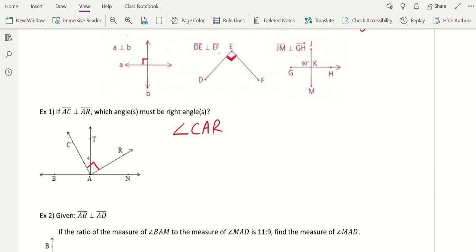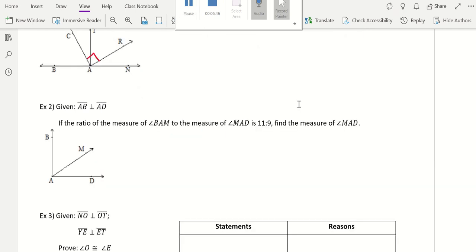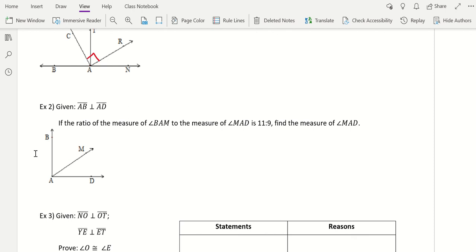We only know angle CAR is a right angle. Example 2, this is another one I think you can do on your own. Given that segment AB is perpendicular to segment AD, if the ratio of the measure of angle BAM to the measure of angle MAD is 11 to 9, find the measure of angle MAD. So try this one out on your own.